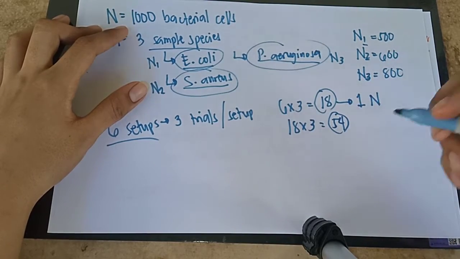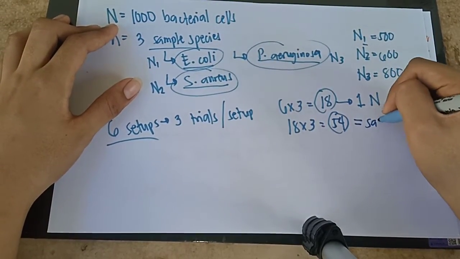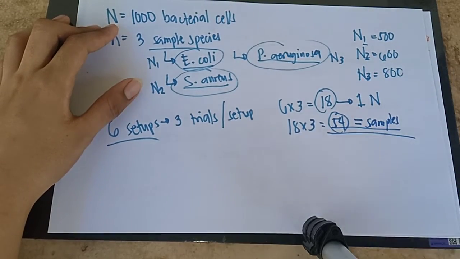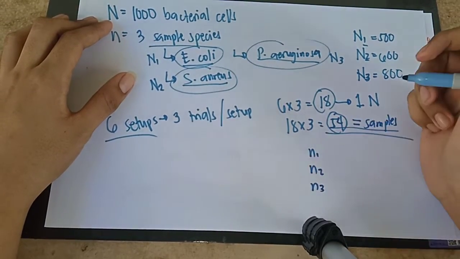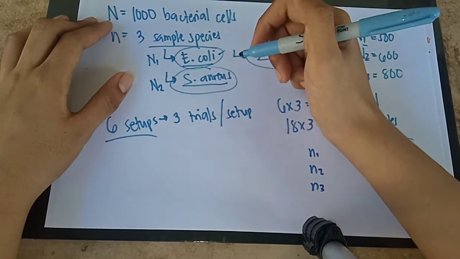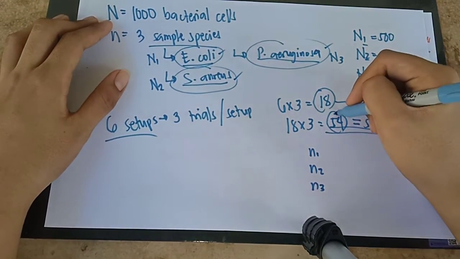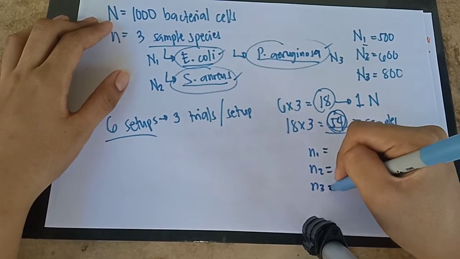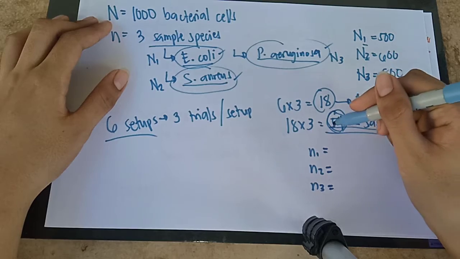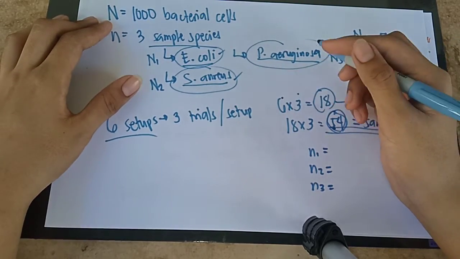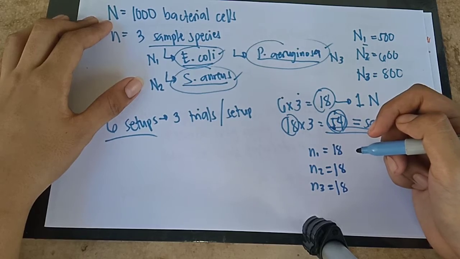So, combining all these populations, all these used bacteria, we will have 54 samples all in all. Now, how many samples do we need for each bacteria? We have sample number 1, sample number 2, and sample number 3. Sample 1 pertains to Escherichia coli, sample 2 pertains to Staphylococcus aureus, and sample 3 pertains to Pseudomonas aeruginosa. If we have 54 samples all in all, how many samples will be derived from each bacterial population? Since we have 6 setups with 3 trials each, we will have 18 samples for each bacteria. I hope you get that.